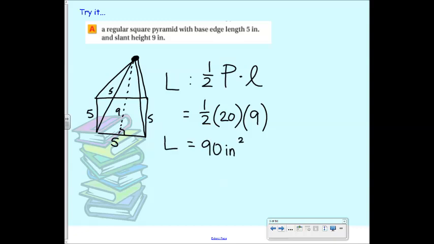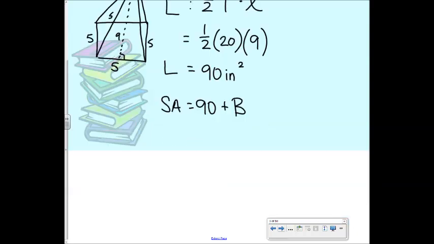Now, last thing, for surface area, we have to do the lateral area, which is 90, plus the area of the base. What's the area of the base? The base is a square. How do you find the area of a square? Length times width. 5 times 5 is 25. What's 90 plus 25? 115. 115 inches squared.